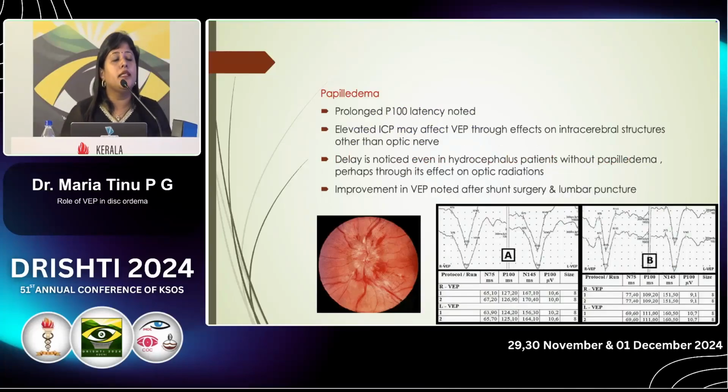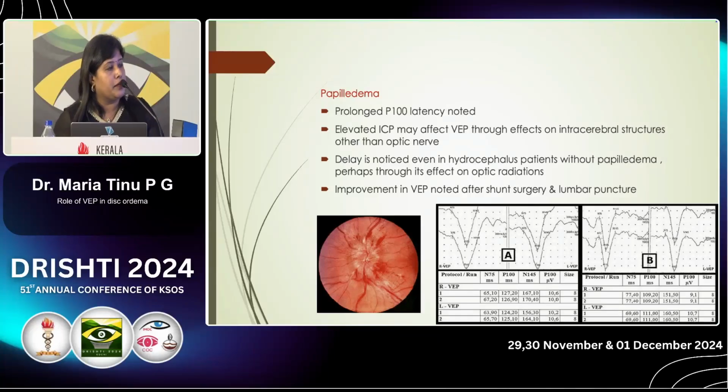Papilledema. In papilledema, the VEP waveforms can be normal, or the P100 latency can be prolonged. The problem is that elevated ICP may affect the VEP waveforms through its effects on the intracerebral structures rather than on the optic nerve. So we can notice increased VEP latency in patients having hydrocephalus without papilledema. Maybe it is due to effects on the optic radiations, and after shunt surgery, or even after lumbar puncture, we can see there is improvement in P100 latency.